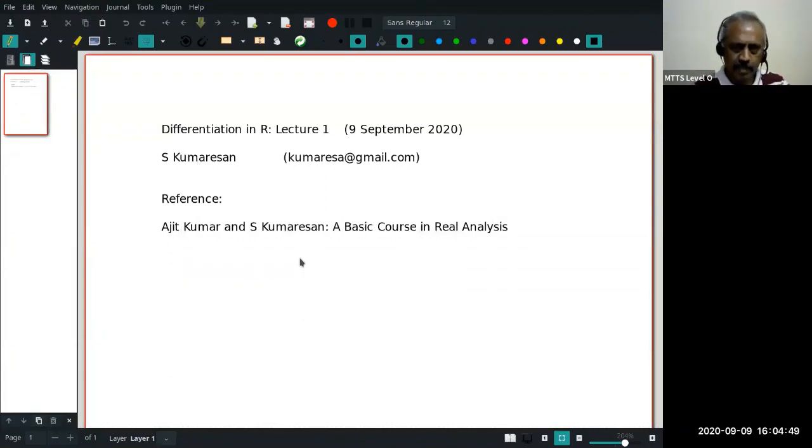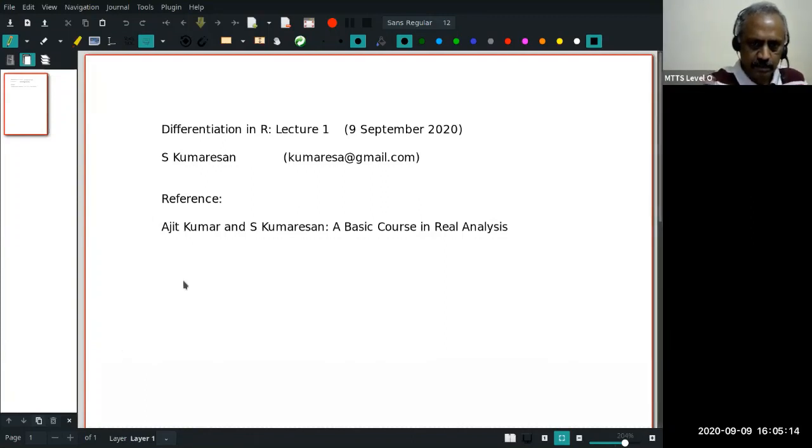We are going to talk about differentiation on R. As I said, I assume that you know something about continuity. You also have seen something about limits, because these are the very basic concepts which we will be using repeatedly for differentiation. So let us start with a quick review.